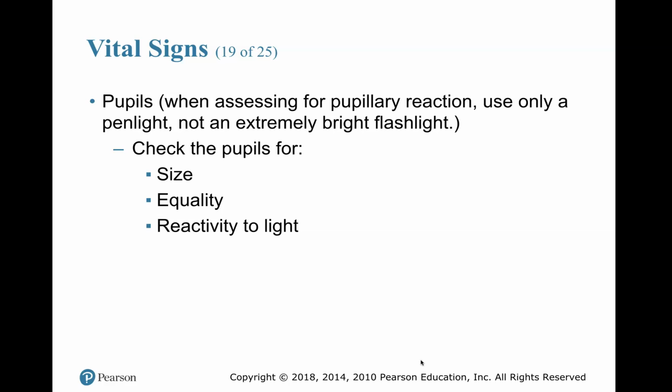Pupils. When assessing for pupillary reaction, use only a penlight, not an extremely bright flashlight. Check the pupils for size, equality, and reactivity to light. Whenever a pupil is exposed to light, it should constrict and get smaller. When it's exposed to darkness, it will dilate. So whenever you hit it with a penlight, if it doesn't constrict or move, then you know you have a problem. Pupils should be the same size. Both of them should be the same size.